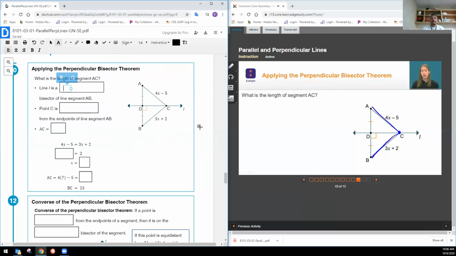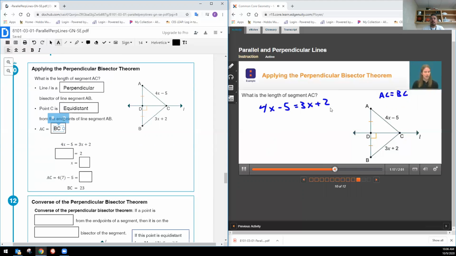from the endpoints of line segment AB. So that tells me actually that the length of AC is equal to the length of BC. And we can use that fact along with these expressions to write an equation that we can use to solve for X. After we've solved for X, we can substitute it into one of these two expressions and we'll get the length of AC. So here what I'll need to do first off is combine like terms.